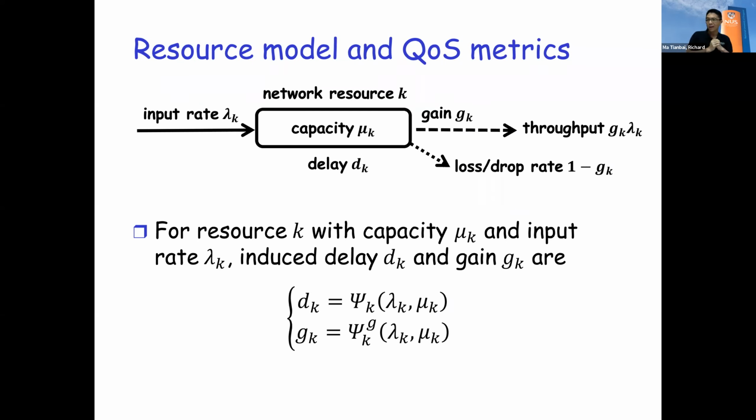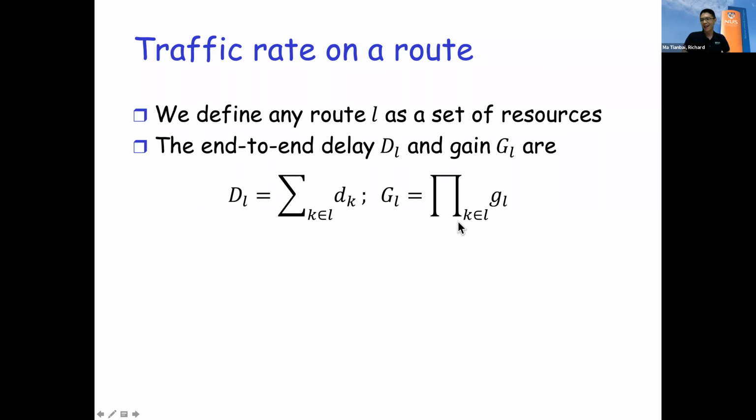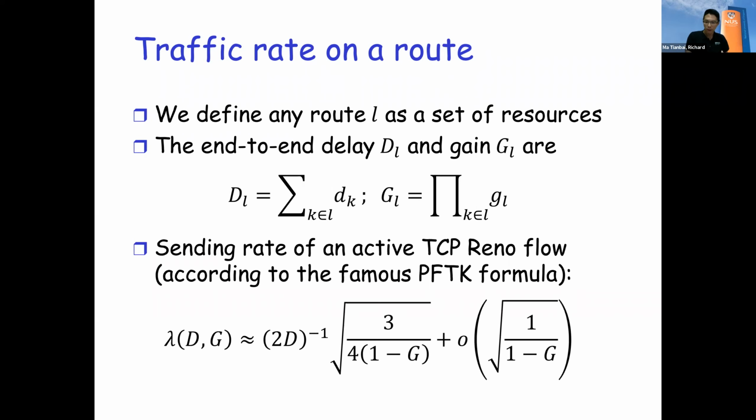So actually, the loss rate is more intuitive to most people. But here I'm using gain because it has a nice multiplicative form. Along the routing path, the end-to-end gain is the product of these, because they can be treated as independent probabilities. So when you measure the end-to-end loss rate, it's a product of the individual loss rates.